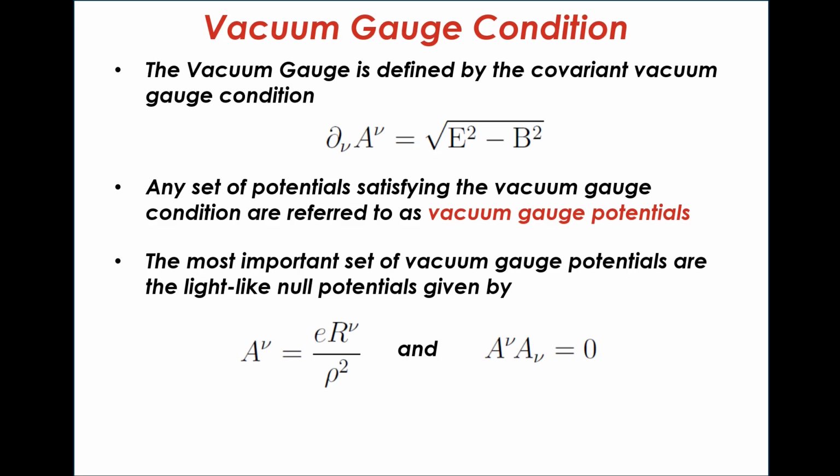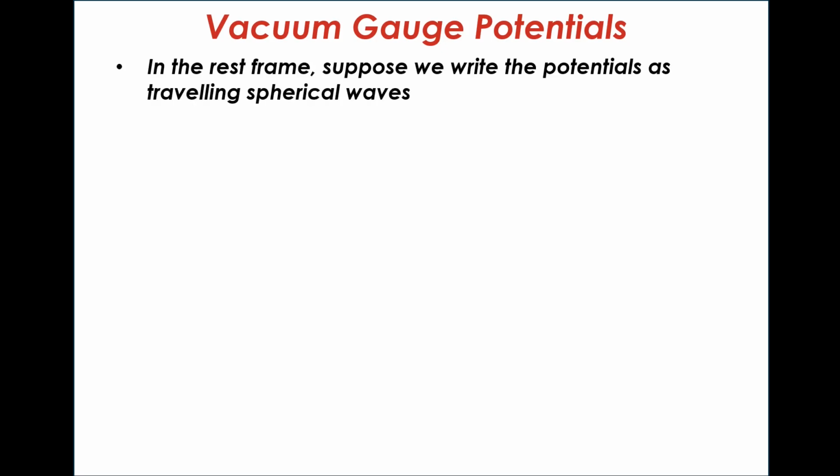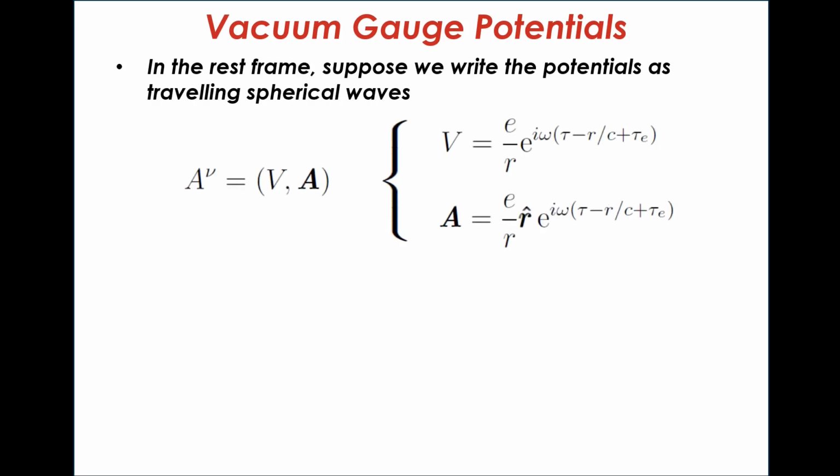We note here that the radial nature of the vacuum gauge potentials are indicative of their ability to describe the physics of a single charged particle. An interesting interpretation of the vacuum gauge condition is the following. In the rest frame, suppose we assign a complex exponential to the light-like vacuum gauge potentials. Vector and scalar potentials may then be interpreted as traveling spherical waves.